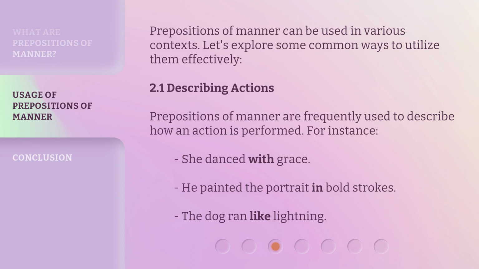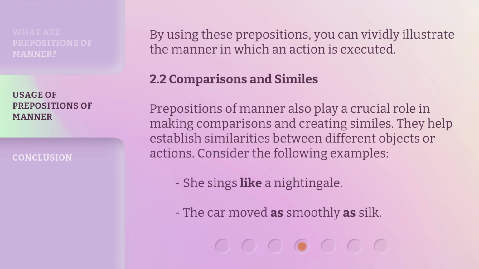Prepositions of manner can be used in various contexts. Let's explore some common ways to utilize them effectively. 2.1 Describing actions. Prepositions of manner are frequently used to describe how an action is performed. For instance, she danced with grace. He painted the portrait in bold strokes. The dog ran like lightning. By using these prepositions, you can vividly illustrate the manner in which an action is executed.